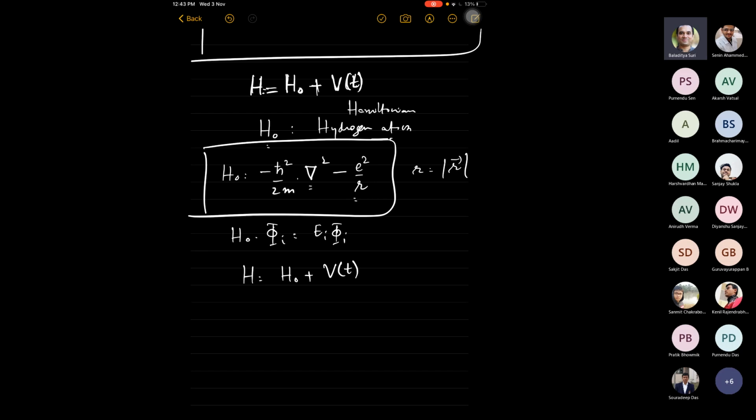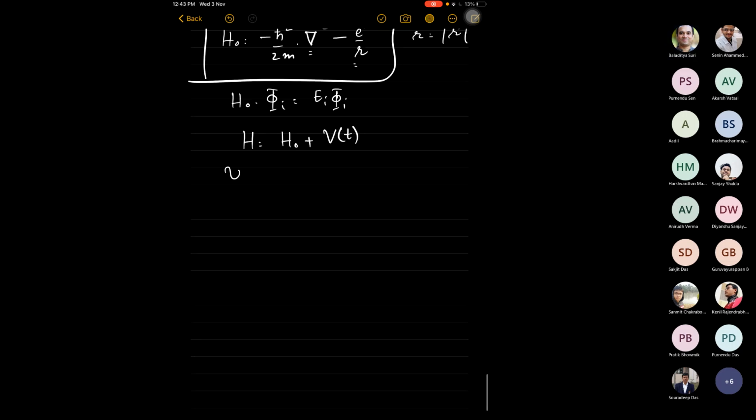Now what do we mean by solve this problem? Given psi of 0, given some initial state at t equal to 0, what is psi of t? This is the general problem that we are interested in quantum mechanics.